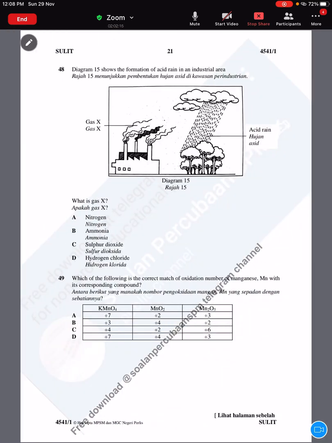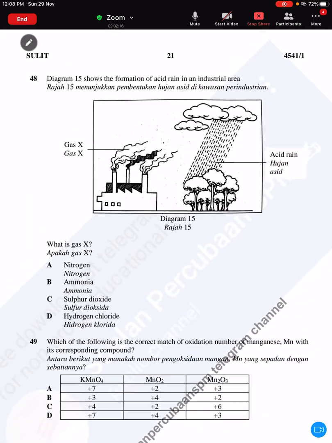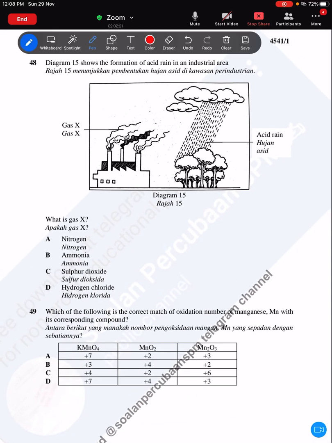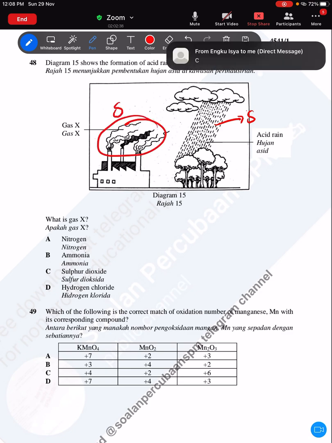Next one will be, we are almost finishing. Diagram 15 shows the formation of acid rain in an industrial area. Okay. What is gas X? Remember, acid rain does contain sulfur. Therefore, the gas must contain sulfur as well. So, most probably, the answer is sulfur dioxide. C.